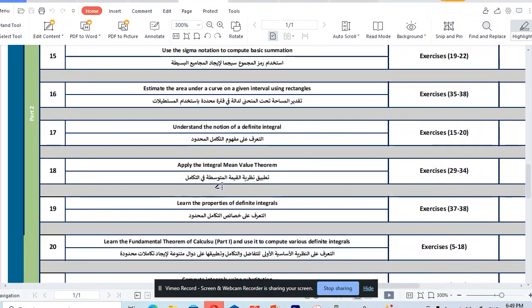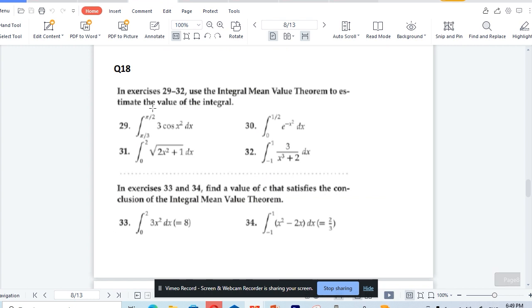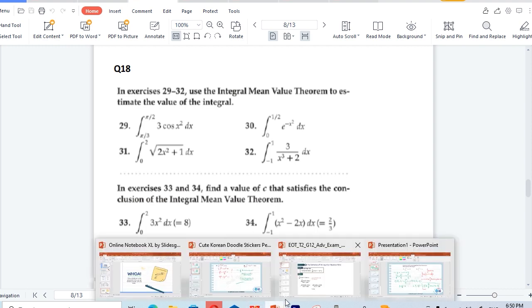Hello again and welcome to part 18. In this part we will learn how to apply the integral mean value theorem for estimating the value of integration, to find what two values it lies between. The point of using the integral mean value theorem is to bound the value of the integration between two values. Let me tell you how to do that.